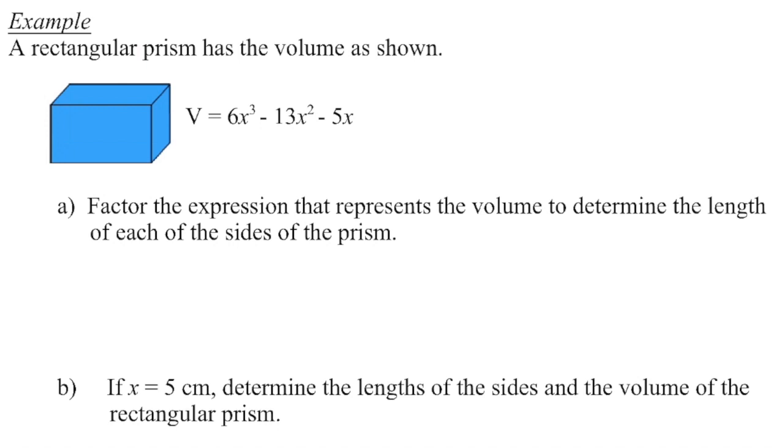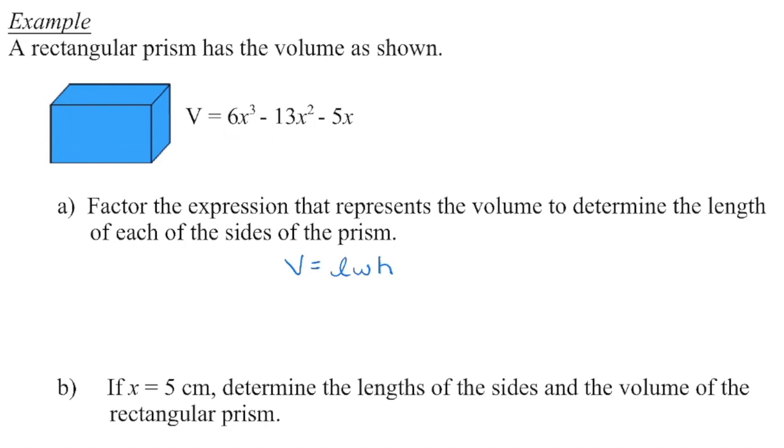Today, our last example is similar to the rectangular one that we started with. This time we have a rectangular prism, and we're given an expression to represent the volume of the prism. And we're asked to factor that to determine the lengths of the sides. Now we know that the volume of a prism can be determined by multiplying the length times the width times the height. That's my clue that I'm going to need 3 factors.